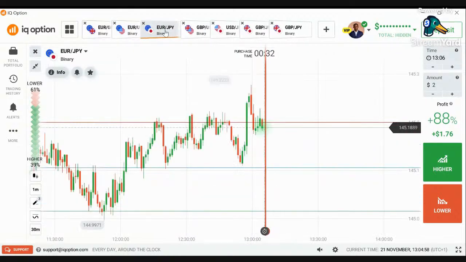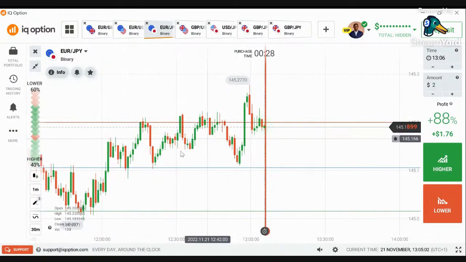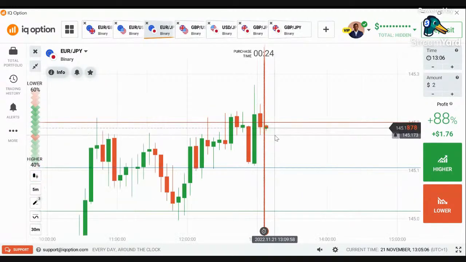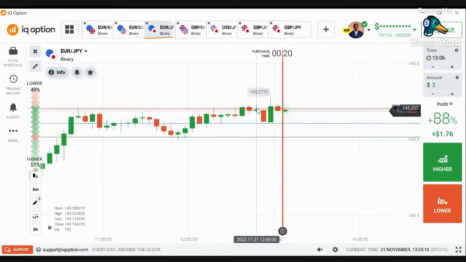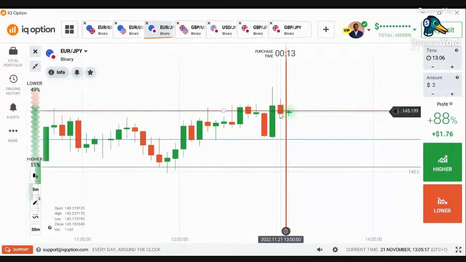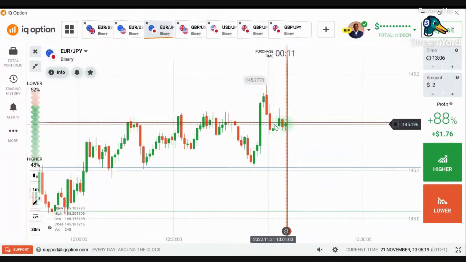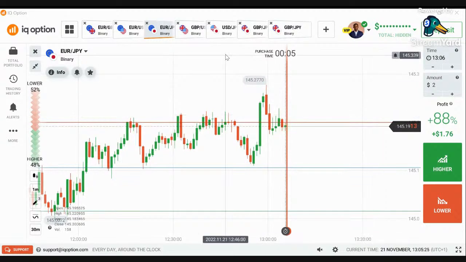So I'm trying to just give a summary of what has transpired so far. This pair is still consolidating. It hasn't been able to go above the highs very well. So it's still looking like a consolidation, a range bound market there. But I missed my trade when I got a sniper sell there. The price action was quite fast.